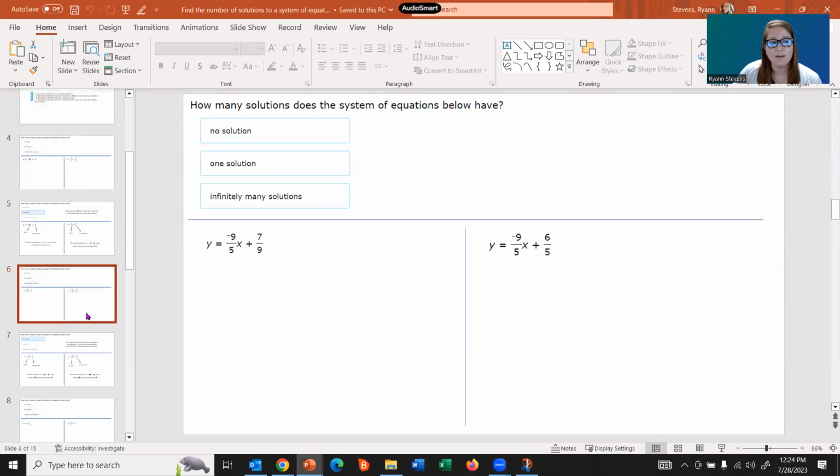Our next example says, how many solutions does the system of equations have? And we have y equals -9/5 x plus 7/9, and then y equals -9/5 x plus 6/5. The first thing we want to do again is check the slopes of our lines to see, are they the same or are they different? So if we have y equals mx plus b, we're going to look at the slope being that number that's in front of x.